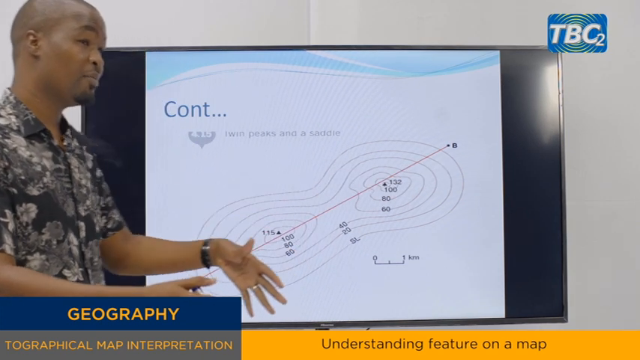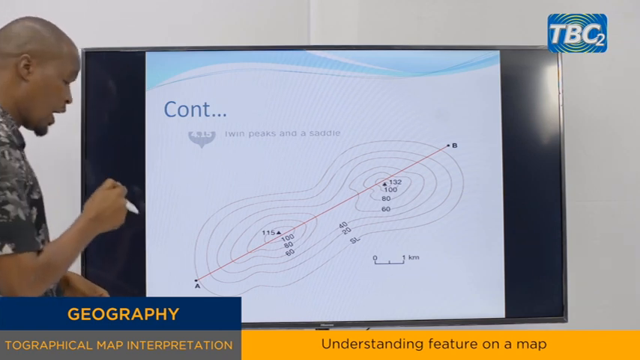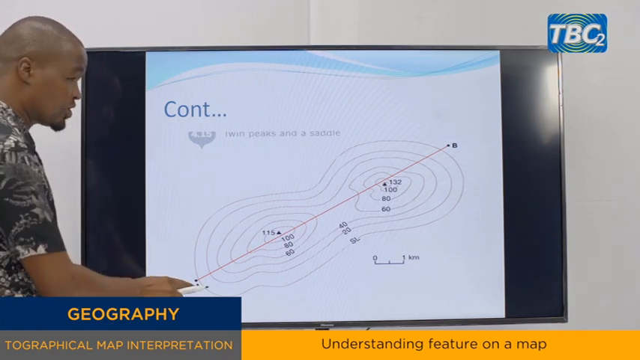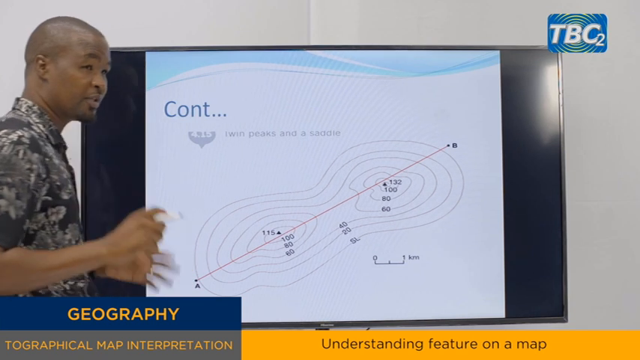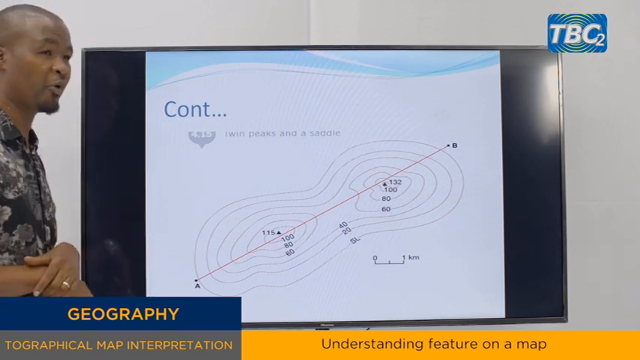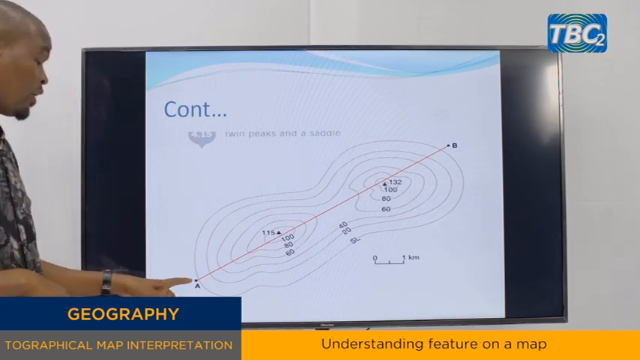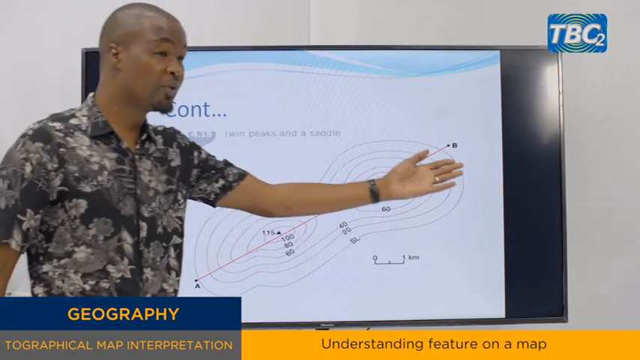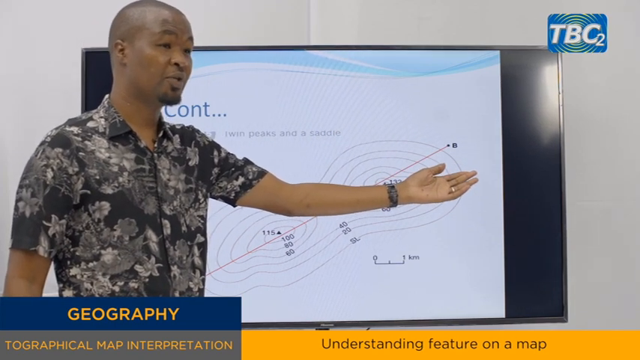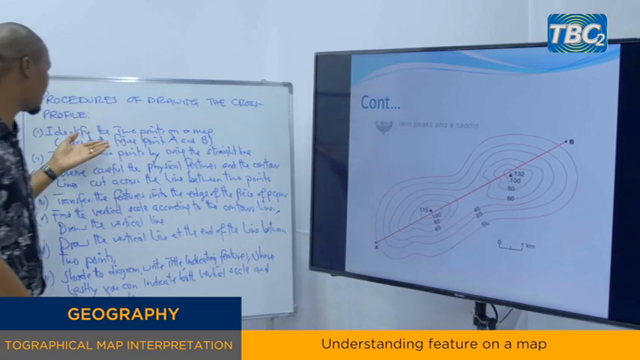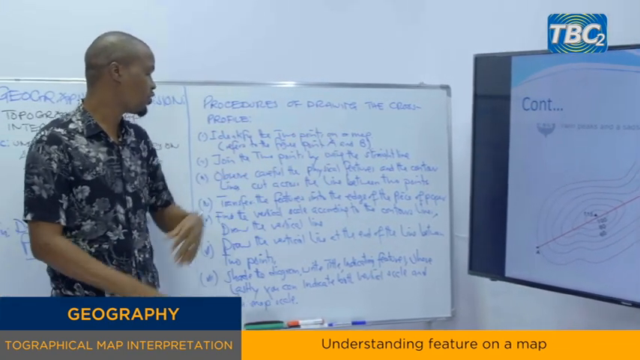So let's say the question asks me to draw the cross section between point A and point B. It means the first procedure is to identify the two points. Where are the two points? You have to find where point A is and where point B is. This is the first procedure. I have written here: identify the two points on a map.